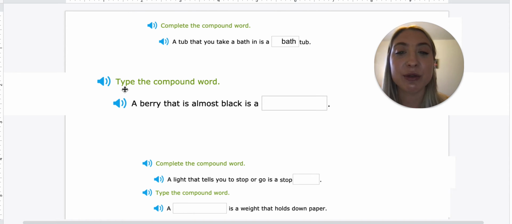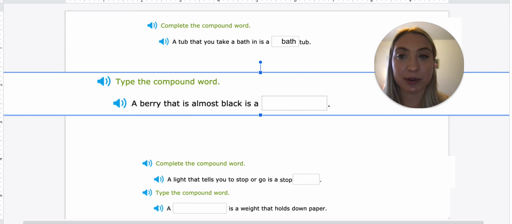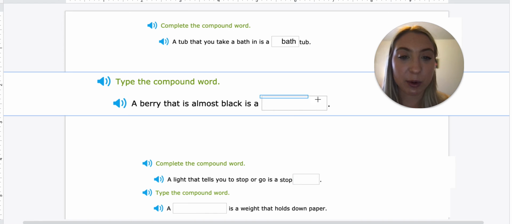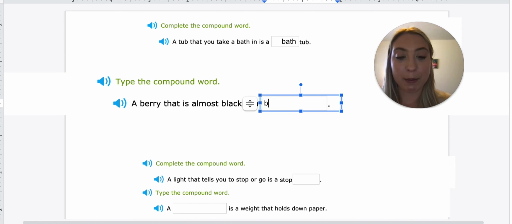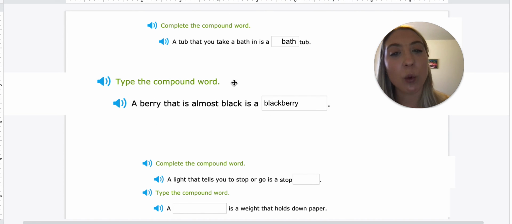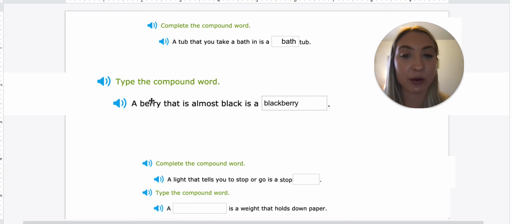Now they're asking us here to type the compound word. A berry that is almost black is, so now we're talking about a specific berry, but what kind of berry? A blackberry. So then here we would type blackberry. Black is my first word, and since it's a compound word, I don't have any spaces in between the two words, and I'd say berry. So we had to look in our sentence and find what are the two words that go together to make our compound word. A berry that is almost black is a blackberry. So that's where we typed the full compound word.